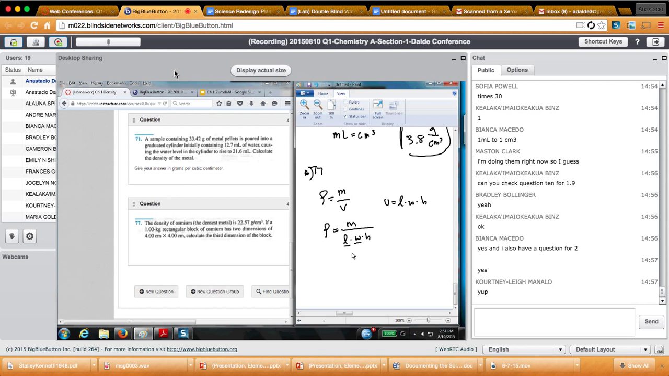Okay, anyway. So, this is 4, and we want to figure out what this is. This mass is 1 kilogram, and this density is 22.57 grams per centimeter cubed. Cool. Before I do that, let me just kind of work with this a little bit. I would say that if I wanted to solve for H, H is equal to M over L times W times rho.